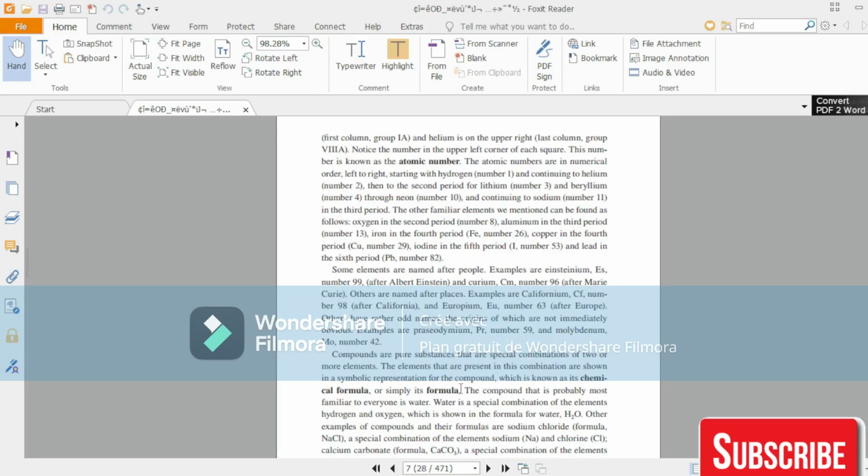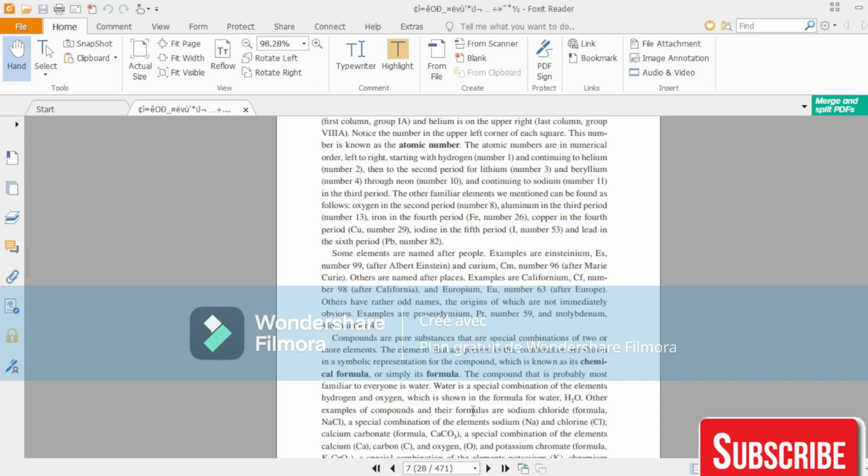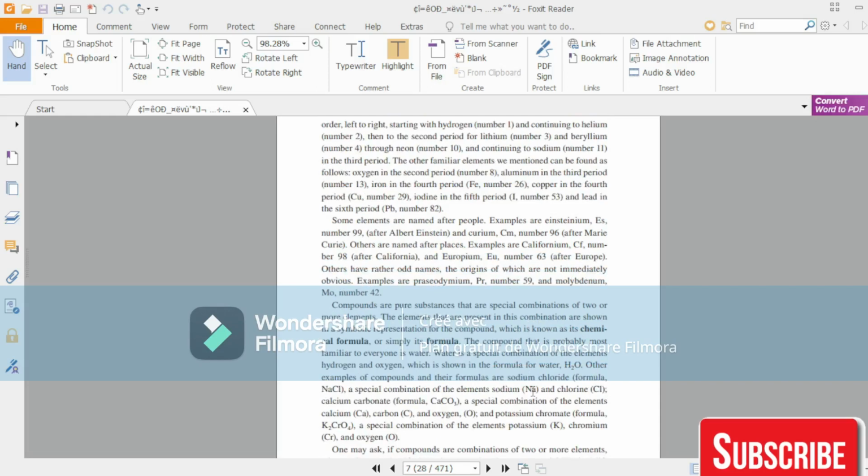Compounds are pure substances that are special combinations of two or more elements. The elements that are present in this combination are shown in a symbolic representation for the compound, which is known as its chemical formula, or simply its formula. The compound that is probably most familiar to everyone is water. So water is a special combination of the elements hydrogen and oxygen, which is shown in the formula for water, H2O.